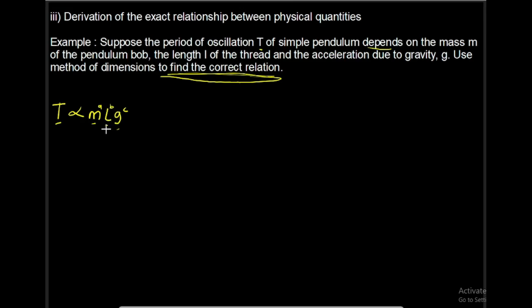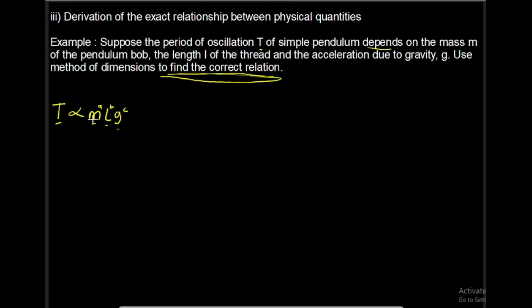So that is step one. First we write this whole thing mathematically. Period depends on mass, length, and acceleration due to gravity. The next thing is to assign powers, unknown letters as powers here, and then we'll solve for the value of these letters. All right, so let's go on.